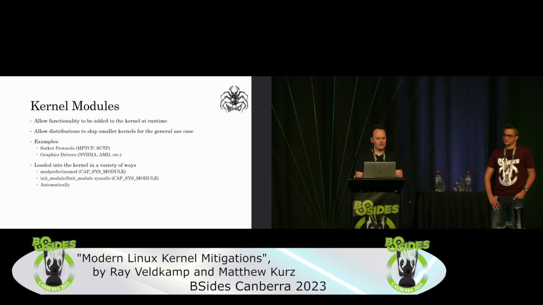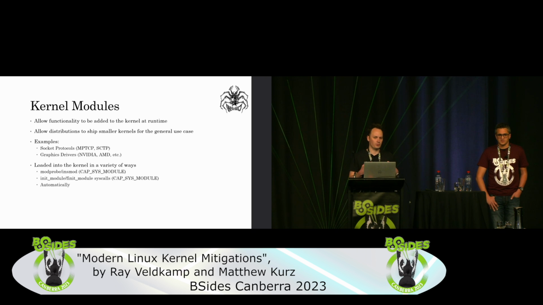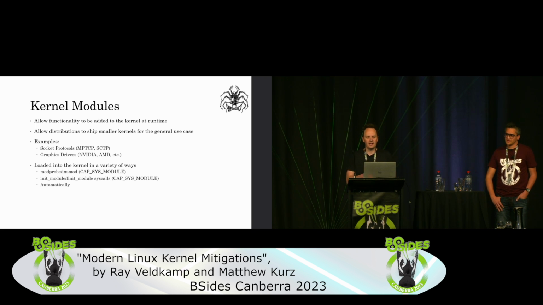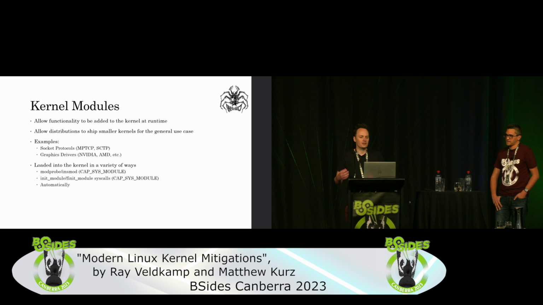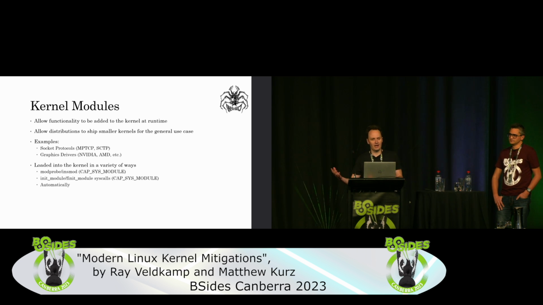And like Ray said, the reason why these are so important is they allow distributions to ship kernels that support the general use case, and then anyone who requires something in extension of that. So for example, if you want to run non-standard networking like multipath TCP or SCTP, or you have a graphics chipset that requires a special driver, they can ship that as a kernel module so that, say for example, I have an AMD graphics card, I don't have to have the NVIDIA code in my kernel.